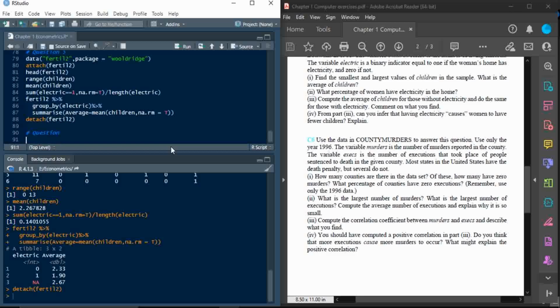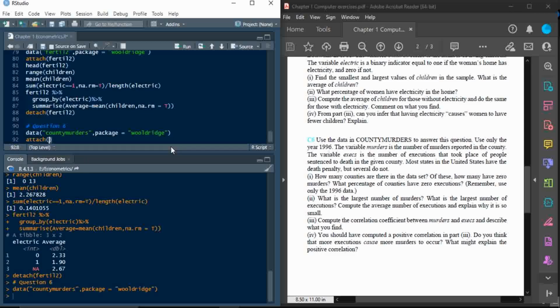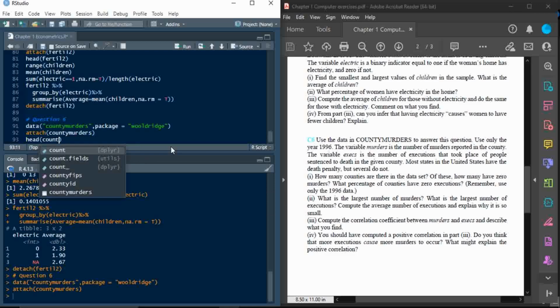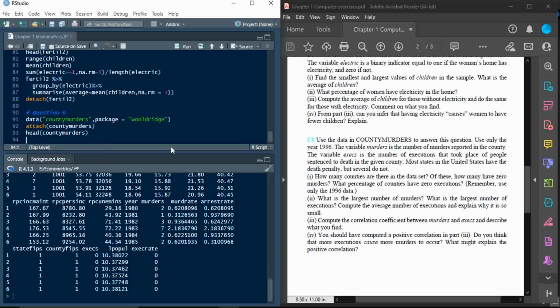Now we are at question 6, and the data set for this is county murders. Now let's look at the column headings. Now let's look at the question. The variable murders is the number of murders reported in the county. The variable execs is the number of executions that took place of people sentenced to death in the given county.